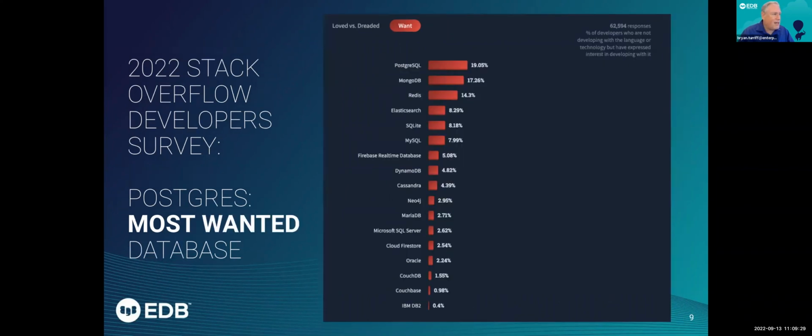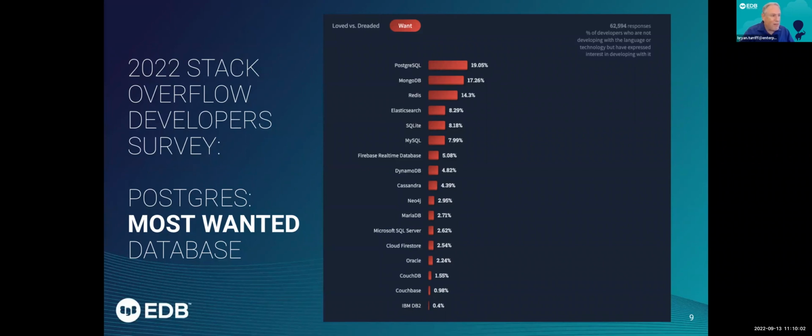The next cut of data is want. So this really talks about database technology that people want to be developing on but are not currently. And so this is kind of what alternatives are people looking for. And again, this is a case where MongoDB was the leader over the last couple of years, and Postgres is really that momentum, showing that Postgres is something that developers want if they aren't using it on their current projects.